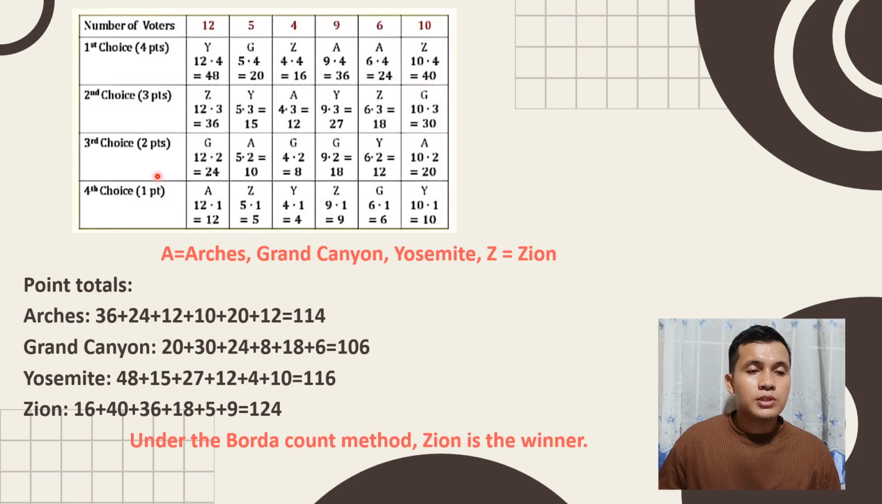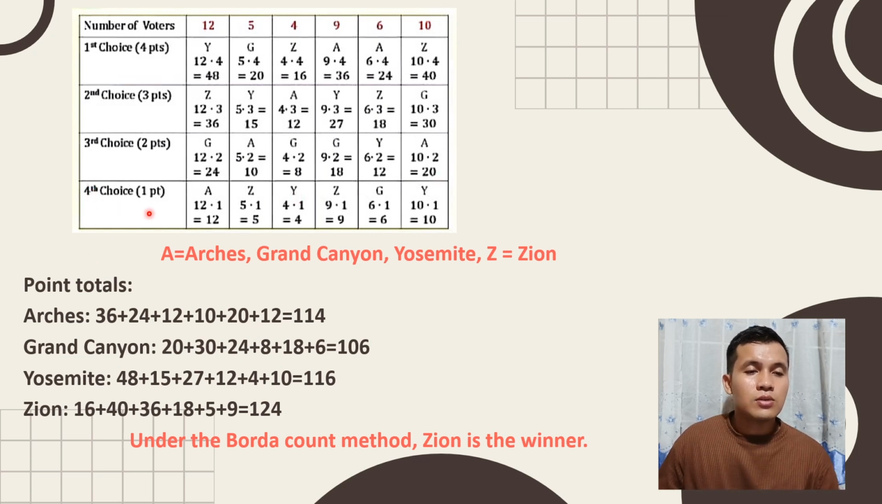So for the third choice, we have Grand Canyon, 12 times 2 equals 24, because here they will get 2 points each. For the Arches, there are 5 times 2 equals 10, and for the Grand Canyon again, 4 times 2 equals 8, followed by Grand Canyon, 9 times 2 equals 18, and then Yosemite, 6 times 2 equals 12, and for the Arches, 10 times 2 equals 20.